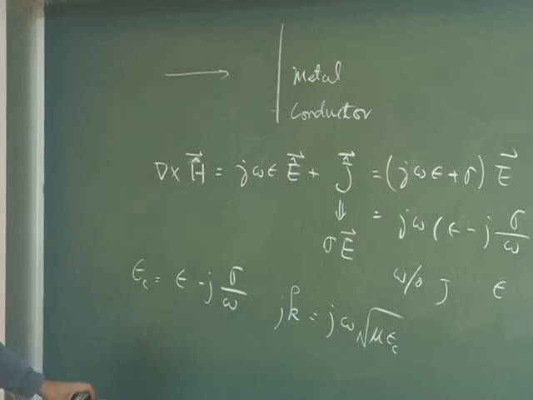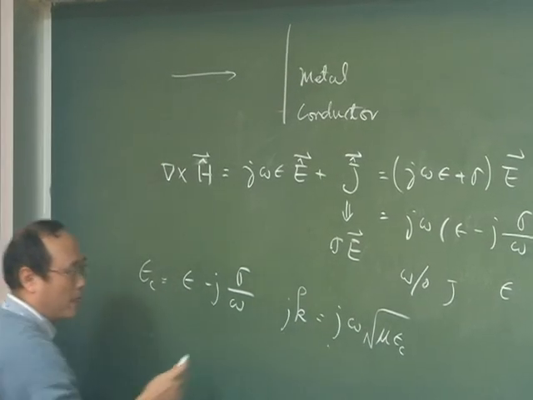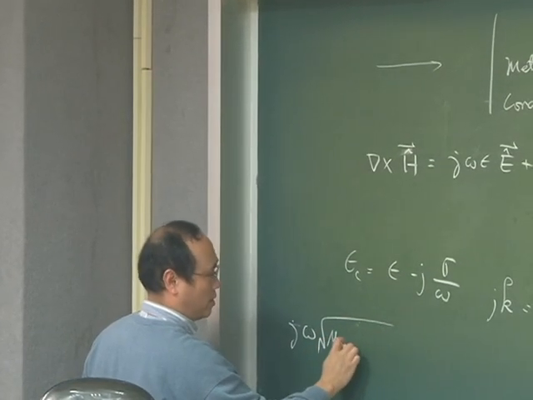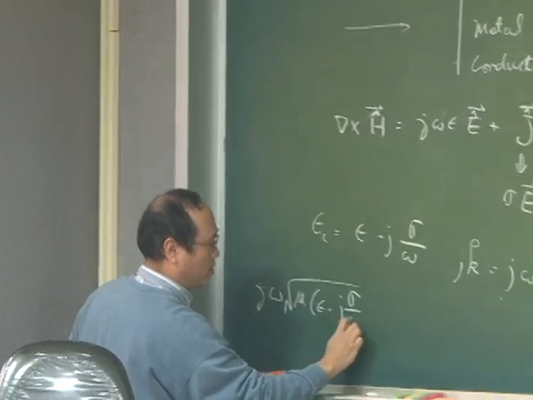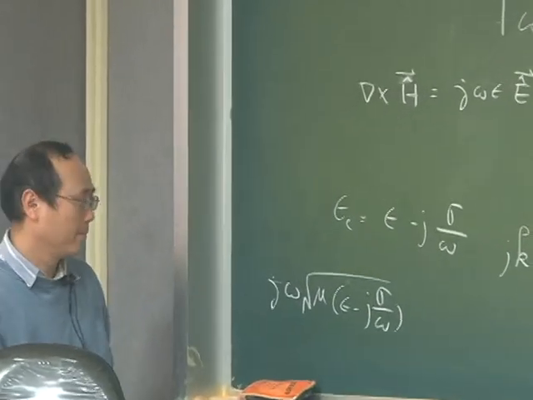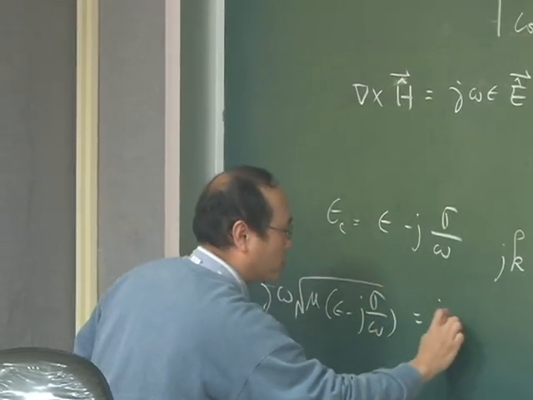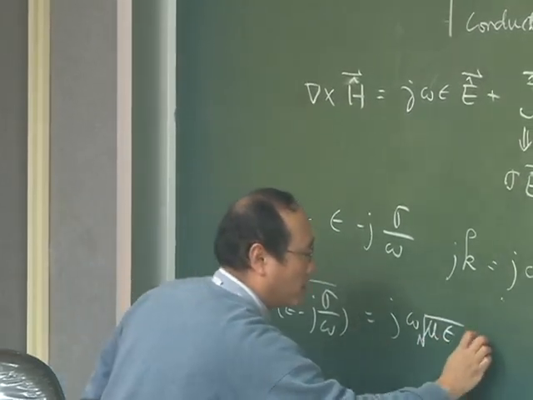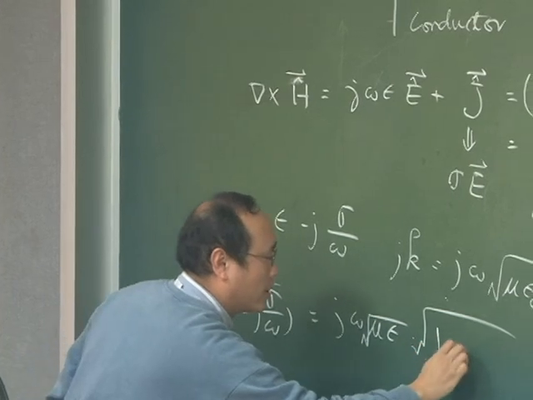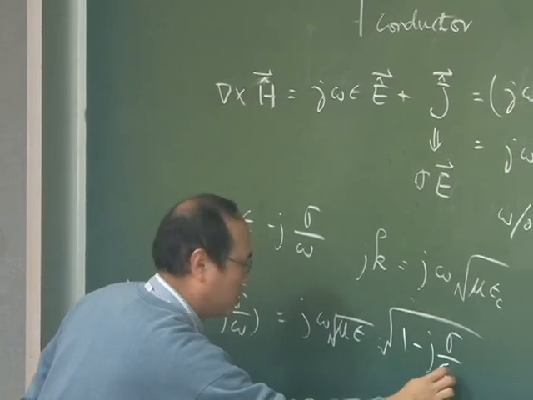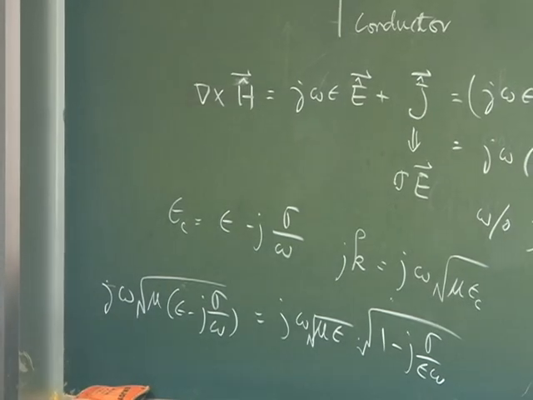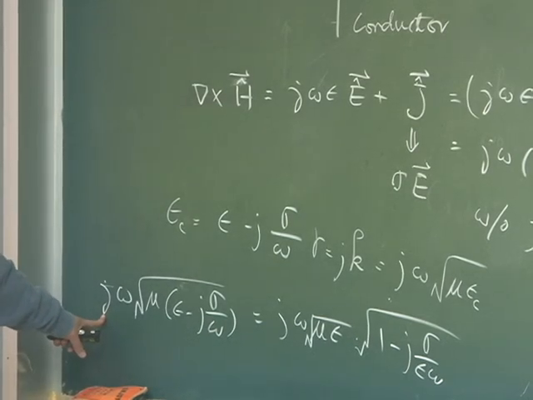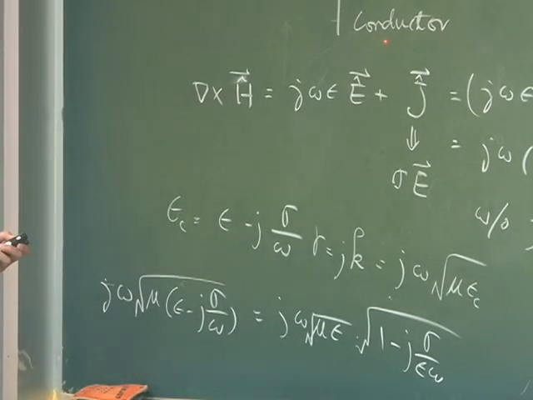我们可以继续往下算的话呢，是这一项会等于 j omega square root mu epsilon minus j sigma over omega. 那继续往下算的话是等于 j omega mu epsilon square root multiply with square root 1 minus j sigma over epsilon omega. 你的这个 gamma 会算到这个程度来。Well, suppose that this is a very good conductor.